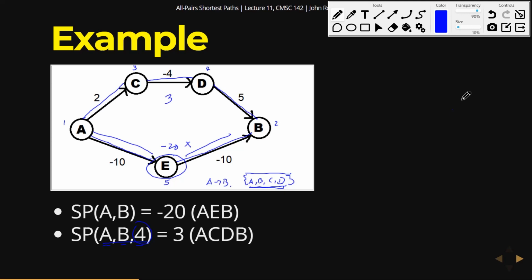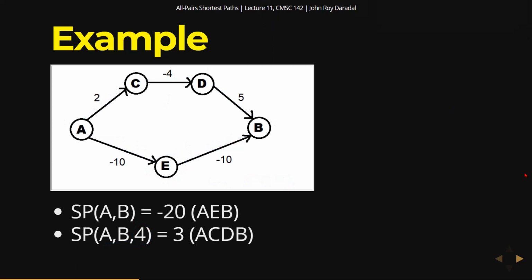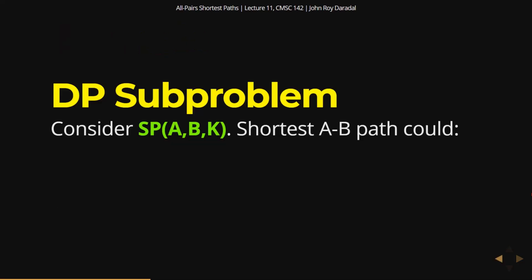Okay, so that is how we will formulate our sub-problems, restricting the shortest path based on which nodes you can use along the path. Now, how will we express this sub-problem in terms of smaller sub-problems? Because remember that in dynamic programming, you have to form the recurrence relation, right? So express this sub-problem in terms of smaller sub-problems so that you can tabulate it easily.